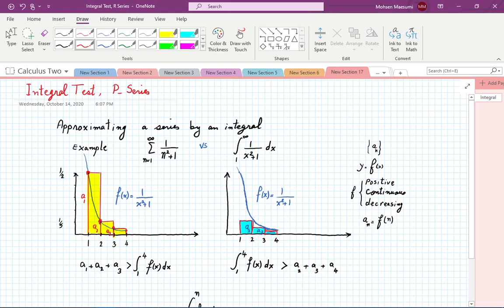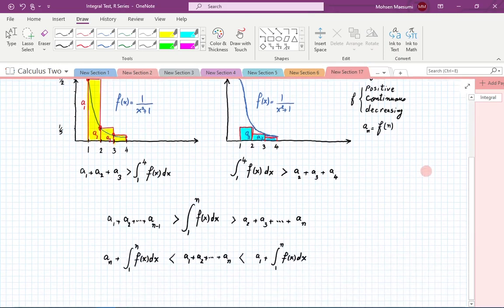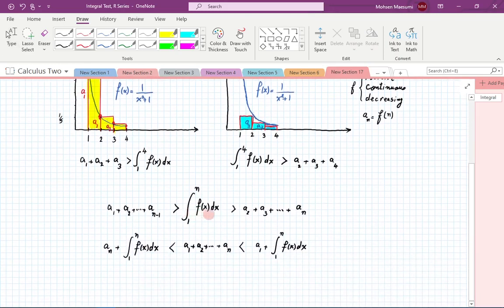In the same manner, I can make more rectangles. I can go up to 10 or 100 or up to n. And then I'll have the following. The area under the graph of a function from 1 to n is going to be less than the sum of all the elements of the series from 1 to n minus 1. We are missing the last term here, and it's more than, we skip the first, start from A2, go all the way to AN.